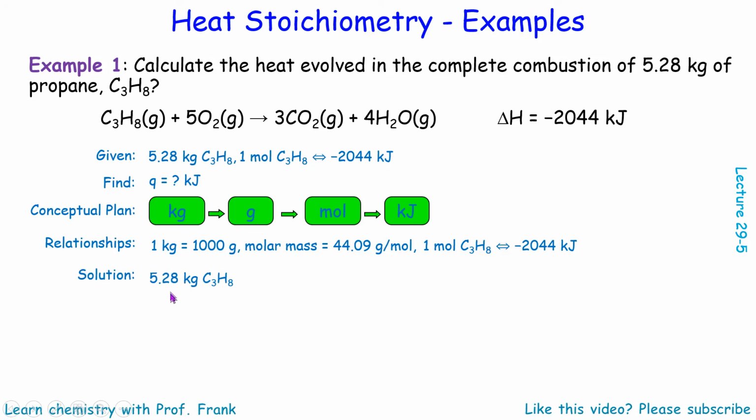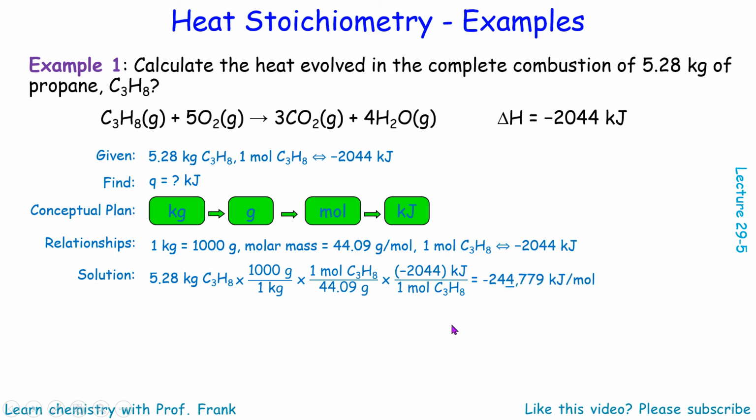Let's solve it. Start from what we know, 5.28 kilograms of propane. From kilograms to grams, kilogram on bottom, gram on top. And now from gram to moles, place grams on bottom, moles on top using the molar mass. And now we need to convert from moles to heat using this relationship. Moles on bottom, heat on top. You see? 3-step calculation. Bingo, we get the job done, taking care of the sig figs. So this is the answer.